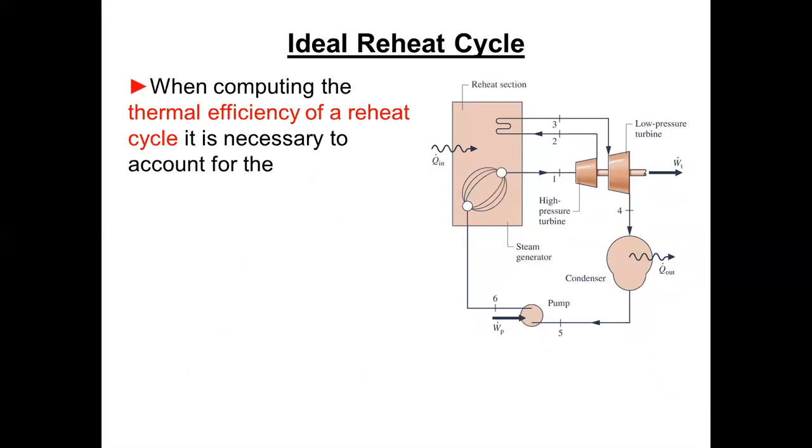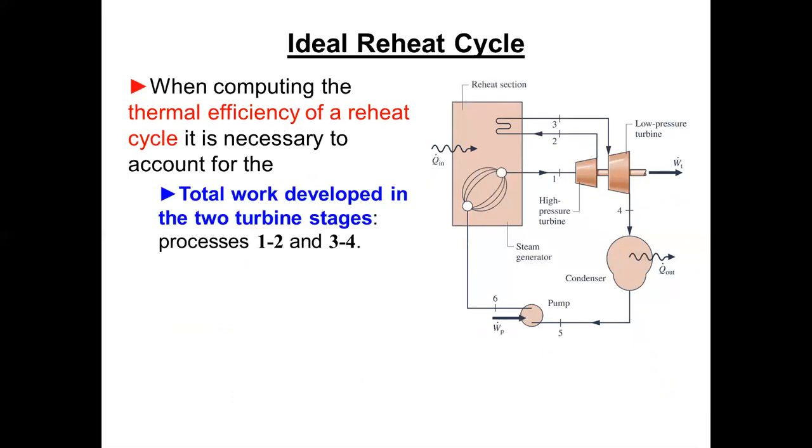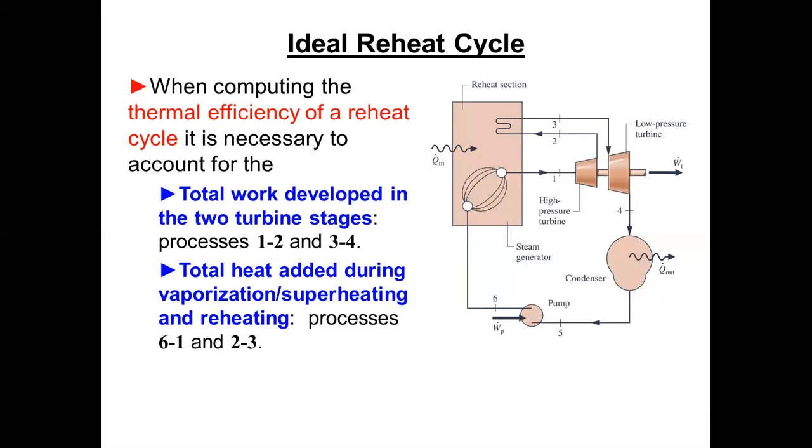So when you're doing calculations on this cycle, if you want to calculate the thermal efficiency, you've got to account for both turbines and the regular boiler high pressure steam as well as the reheat steam. So the total work developed by the turbine stages are processes 1 to 2, that's the high pressure turbine, and the process from 3 to 4, which is the low pressure turbine. We've got to calculate those, and they're independent, separate calculations.